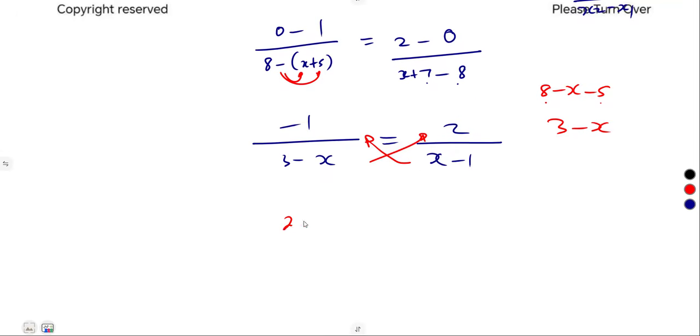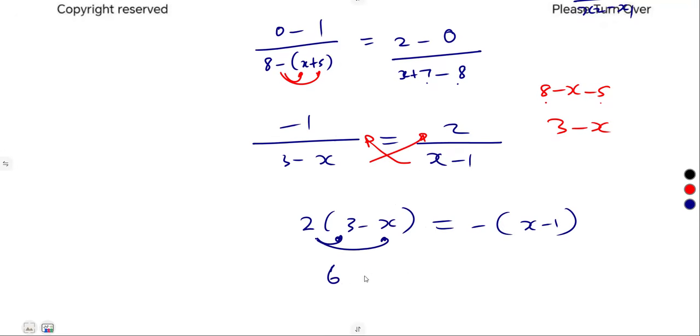So let's see. 2 into, all right, sorry. So that's 2 into what? 3 minus x. It is equal to minus 1 multiplying what? X minus 1. So that's 2 times 3. That is going to give us 6 minus 2x, equals minus 1 times x times negative 1. That's a positive. It's going to change into a positive.